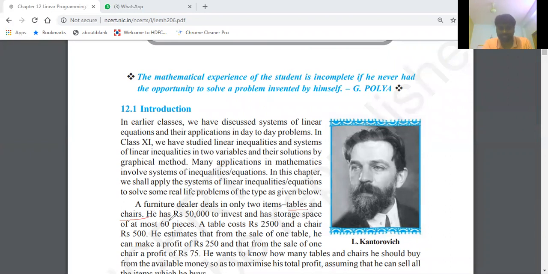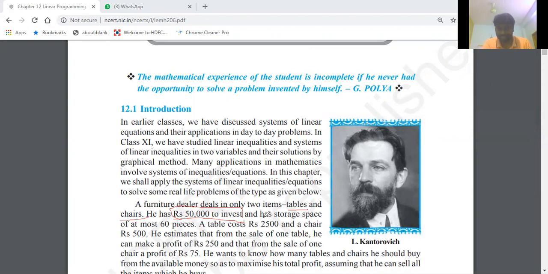After that, he has 50,000 rupees to invest. He wants to purchase some number of tables and some number of chairs. But how much amount does he have? Only 50,000 rupees to invest. So he can purchase items worth only 50,000. He cannot purchase more than 50,000 as he has only 50,000 rupees to invest.